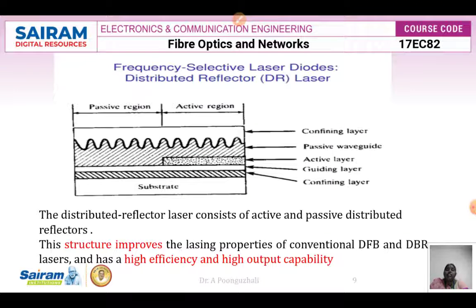Next is your frequency selective laser diodes, where we have your distributed reflector laser. A distributed reflector laser consists of an active region and passive distributed reflectors. This structure is going to improve the lasing properties of your conventional distributed feedback laser and distributed Bragg reflector lasers, and it is going to have high efficiency and high output capability.